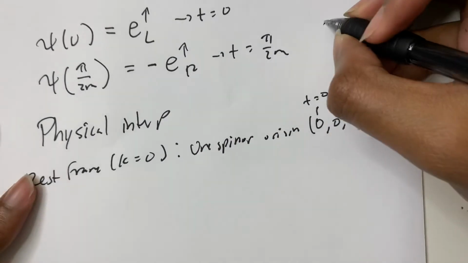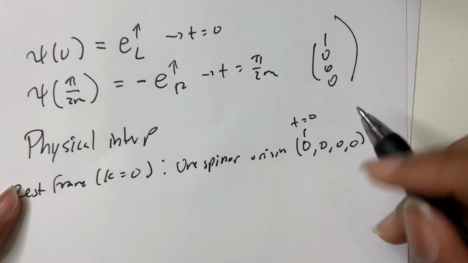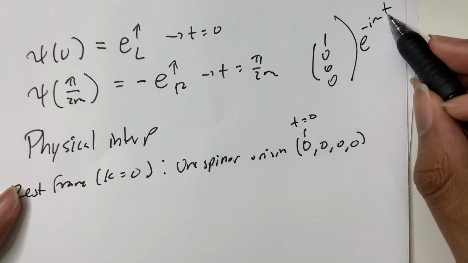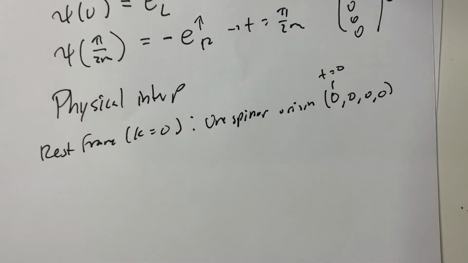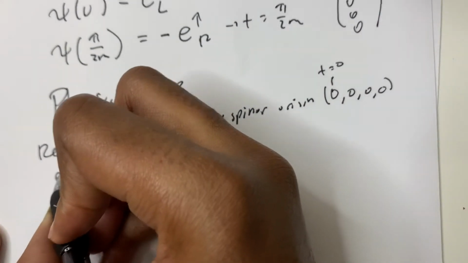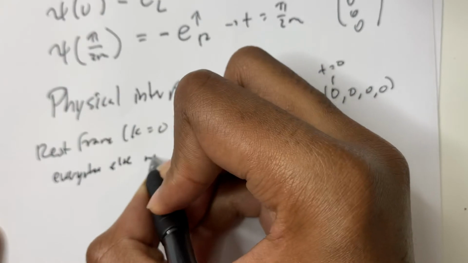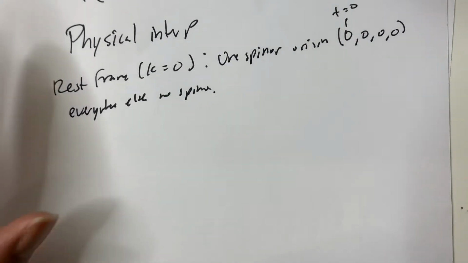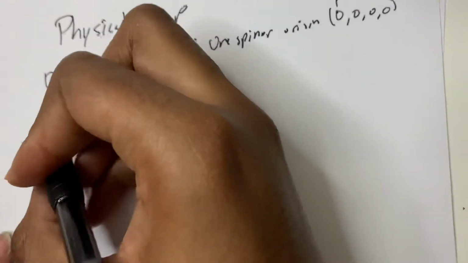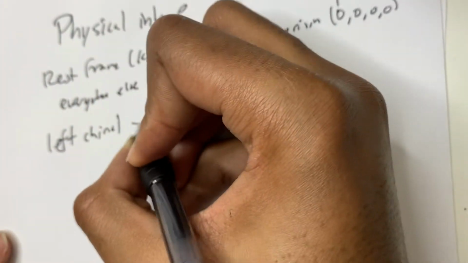Because we had 1, 0, 0, 0, right? e to the minus i m t, and t was 0, right? There's no spatial terms here. t was 0, so this is just 1. So we just have one spinor at that origin, and everywhere else there is no spinor. This corresponds to us attaching our coordinate system at that spinor. That spinor isn't going to be moving in its own frame, and everything else is moving relative to that spinor. And that spinor observes itself with momentum k equals 0. That's just relativity.